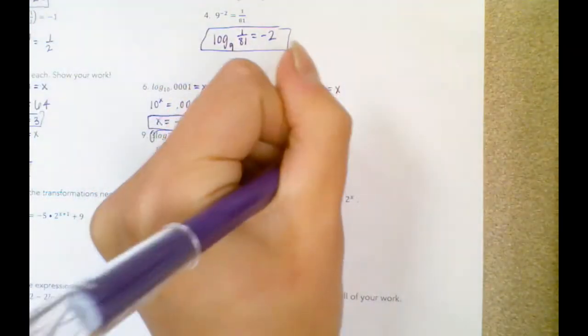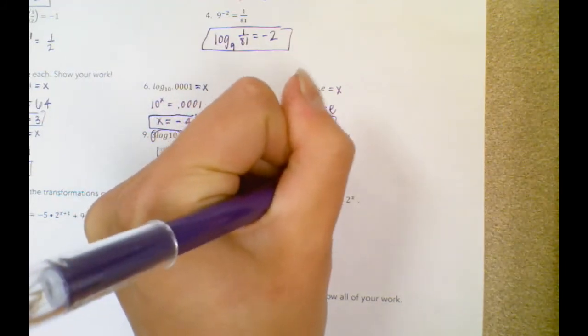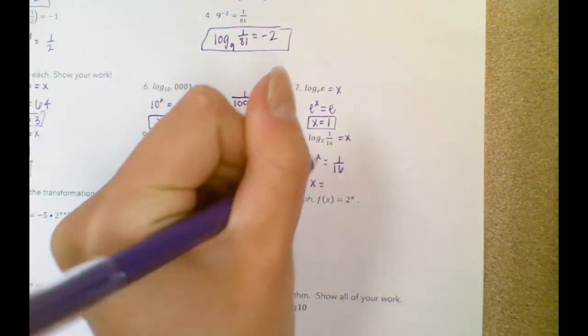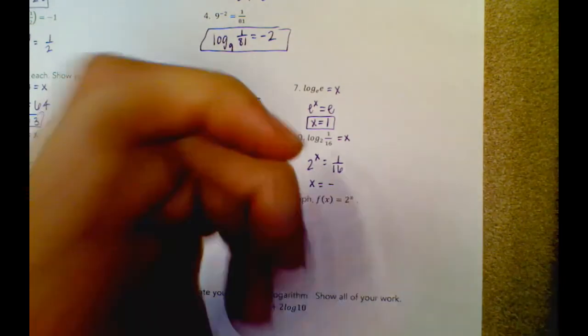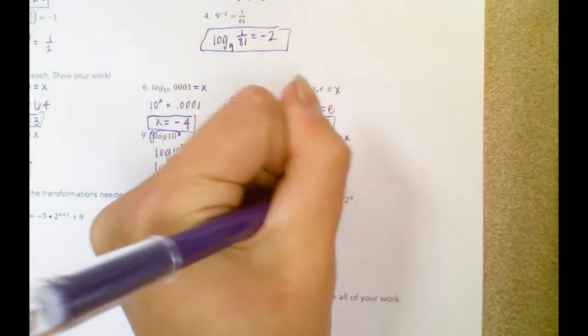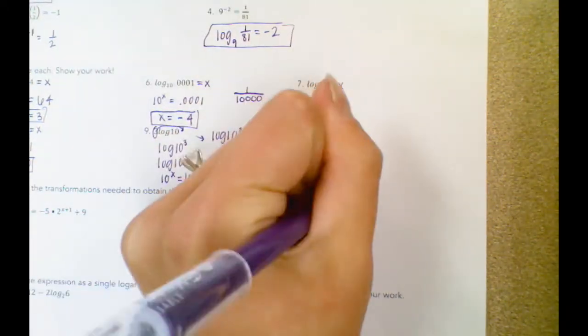All right, number 10 set equal to x. So 2 to the x is 1 over 16. So x equals, it's going to be a negative because that 2 comes in the denominator, to the fourth, right? If you want to check it, 2 to the negative fourth is 1/16. Perfect.